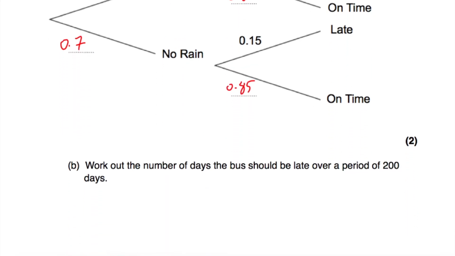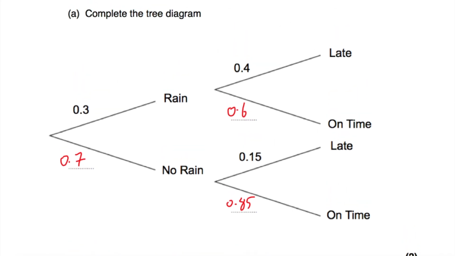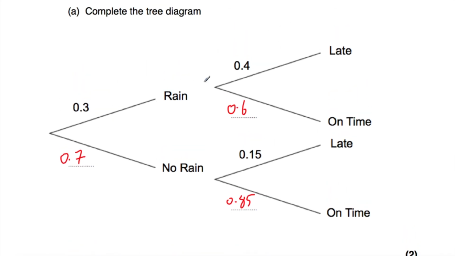Part B says work out the number of days the bus should be late over a period of 200 days. So we're trying to find out, if there's 200 days, how many times that bus should be late. So let's find the probability of rain and late, so that option, and the probability of no rain and late, so that option as well. So let's find the probabilities of the bus being late.